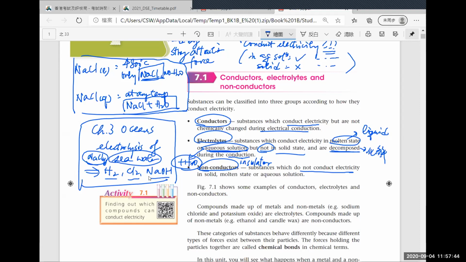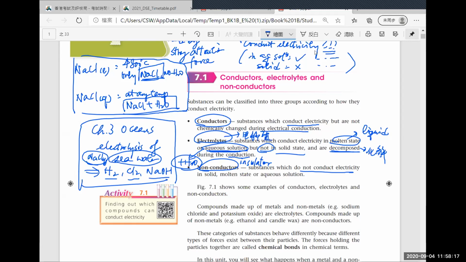That material, first of all, can conduct electricity only at the molten state or in aqueous solution, but not in solid state. And second, during the conduction of electricity, it will decompose. It will decompose into simpler chemicals. So what we'll call it is not conductor. We call that electrolyte, 電解質.